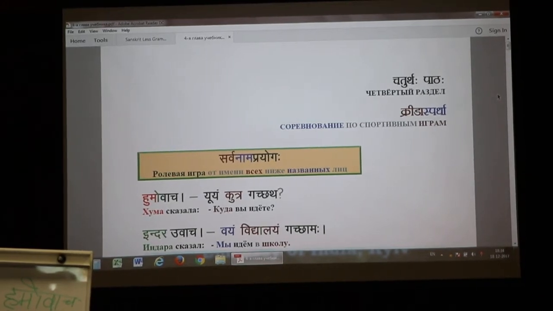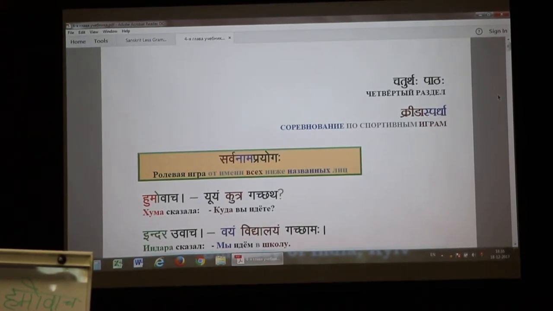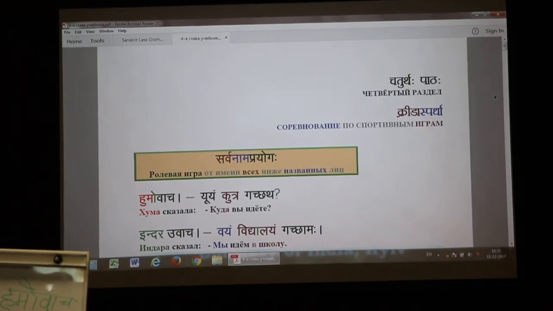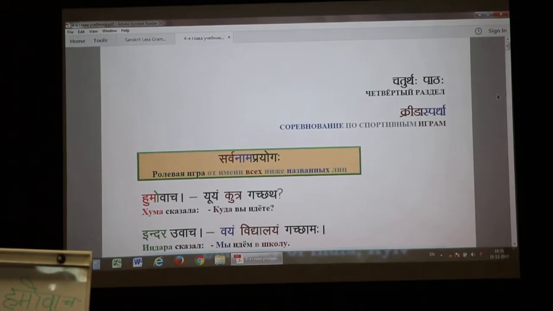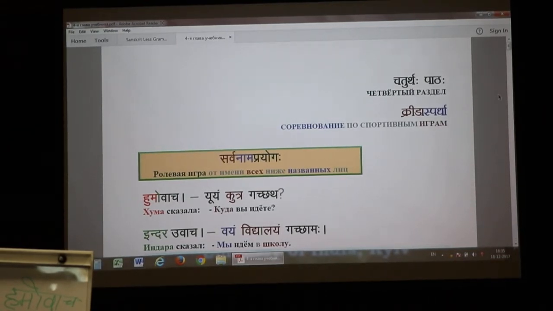Indar uvacha. Vayam vidyalayam gachamaha. Yes. Wherever akar is there, you must give full emphasis.